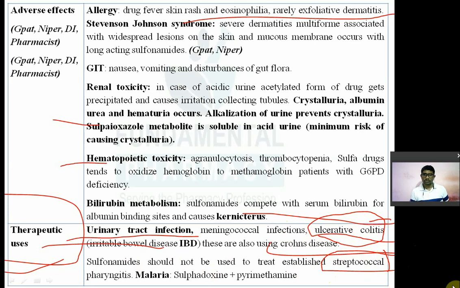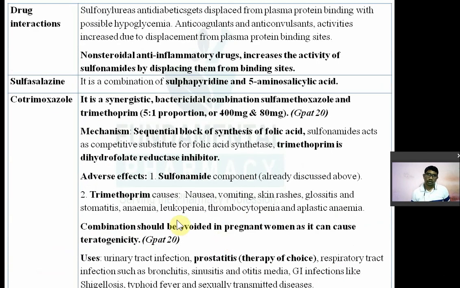Again, in case of malaria also, one combination is used, known as sulfadoxine plus pyrimethamine. For the treatment of malaria, a combination is used, sulfadoxine plus pyrimethamine. Remember here that sulfadoxine is longer acting. Drug interaction, so obviously there is drug interaction. Sulfonylurea anti-diabetics get displaced from the binding sites.